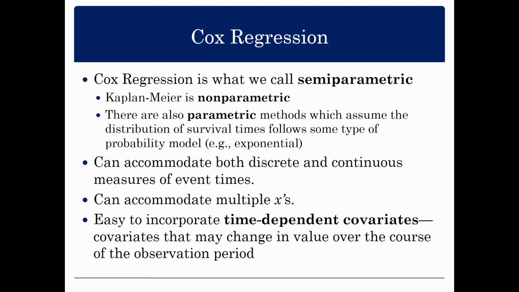Cox regression is what's called semi-parametric. It's a combination of non-parametric and parametric methods, but it can accommodate both discrete and continuous measures of event times. It can accommodate multiple independent variables, multiple predictors, and it's also easy to incorporate time-dependent covariates, which is what I just mentioned.